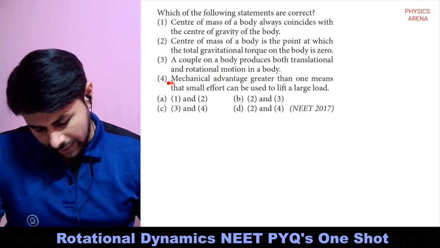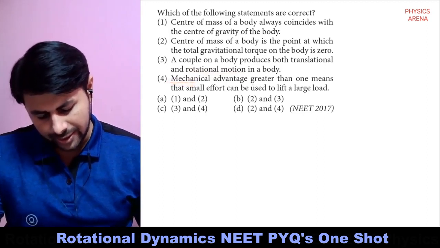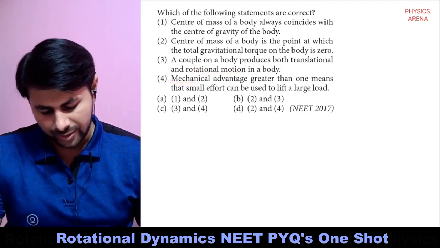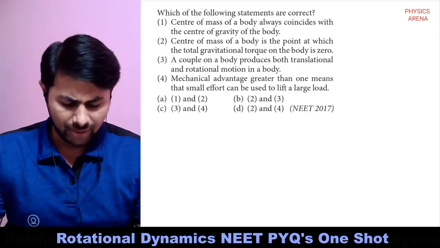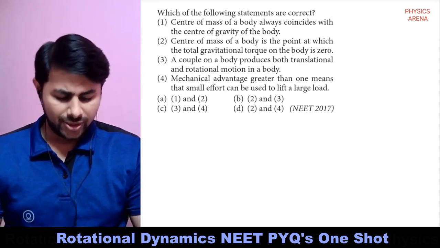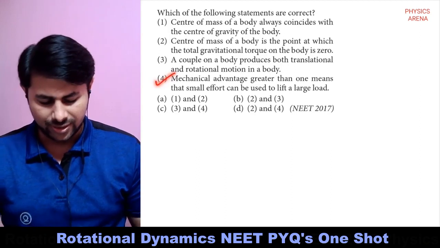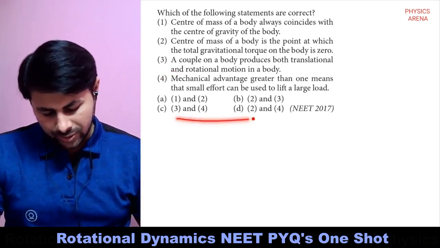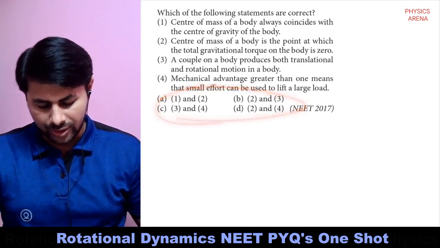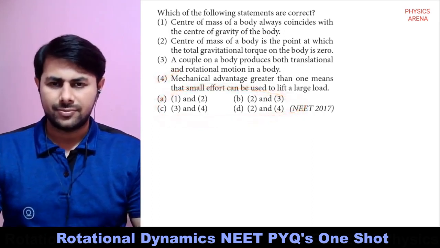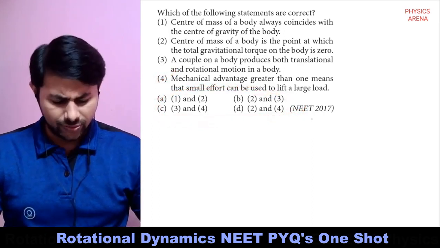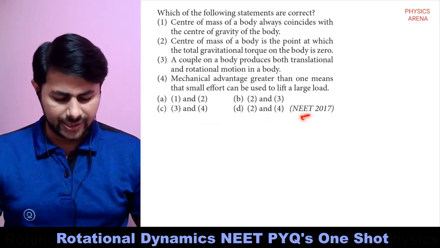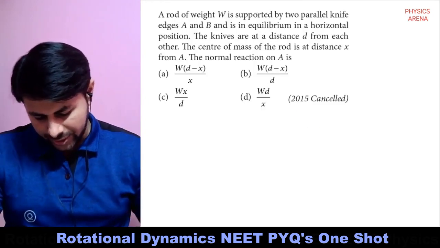And last one, mechanical advantage greater than 1 means that a small effort can be used to lift a large load. Okay, so this one is correct, not option D. Option 4 is correct. Actually none of these options is correct, only the fourth is correct. Okay, so this is the mistake. So let's see the next question.